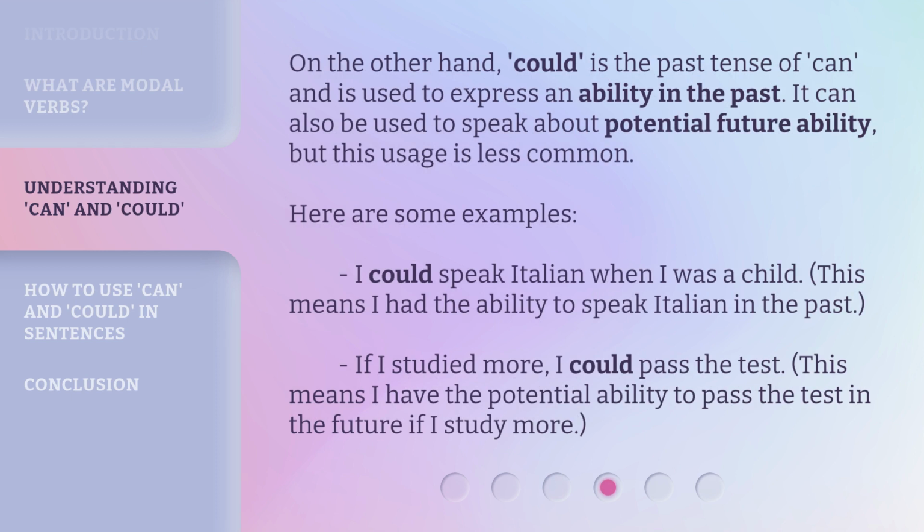On the other hand, could is the past tense of can and is used to express an ability in the past. It can also be used to speak about potential future ability, but this usage is less common. Here are some examples. I could speak Italian when I was a child. This means I had the ability to speak Italian in the past. If I studied more, I could pass the test. This means I have the potential ability to pass the test in the future if I study more.